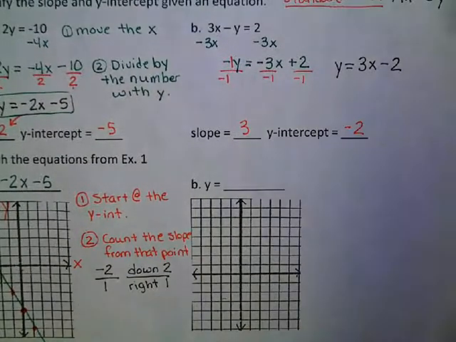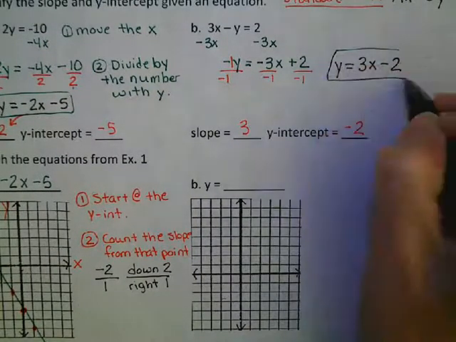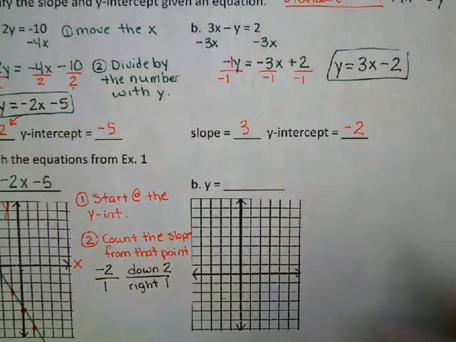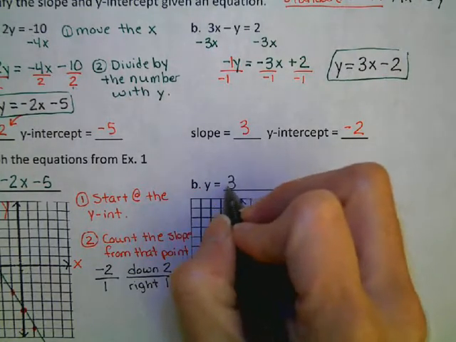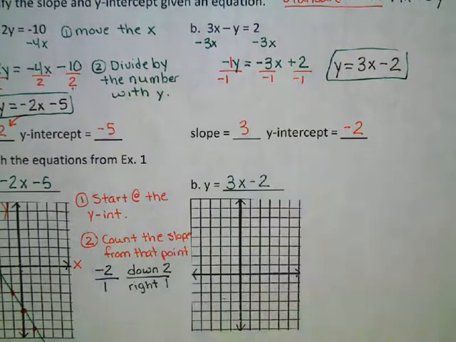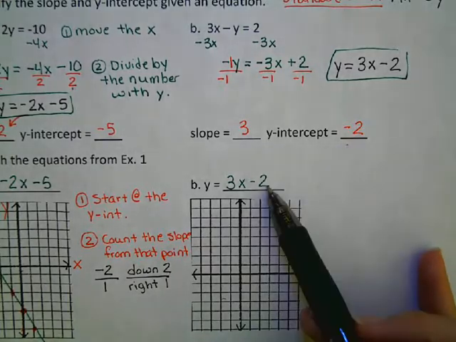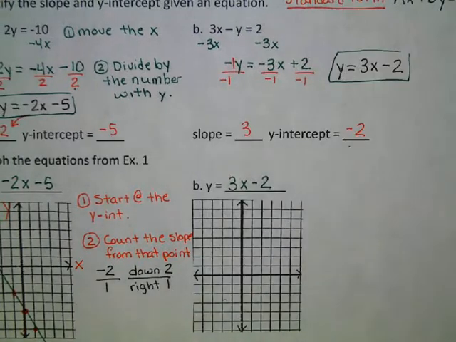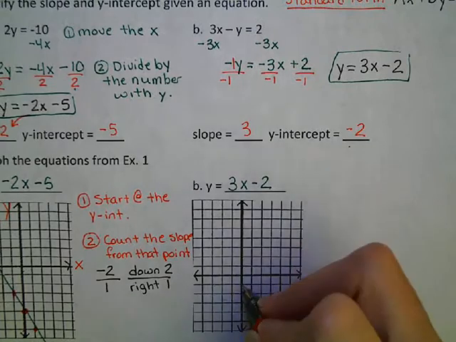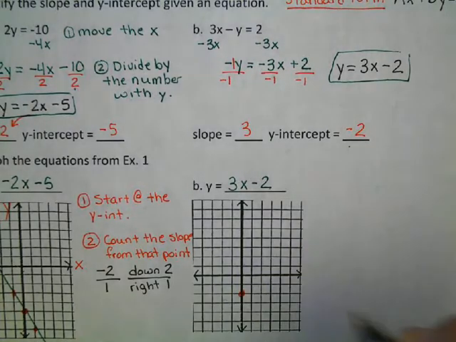Looking back up here, it says we're graphing our example 1. So our answer here was y equals 3x minus 2. So I'll write that here, y equals 3x minus 2, and we're going to graph that. You start at the y-intercept. We said the y-intercept was negative 2. So we'll go down to 2, 1, 2.